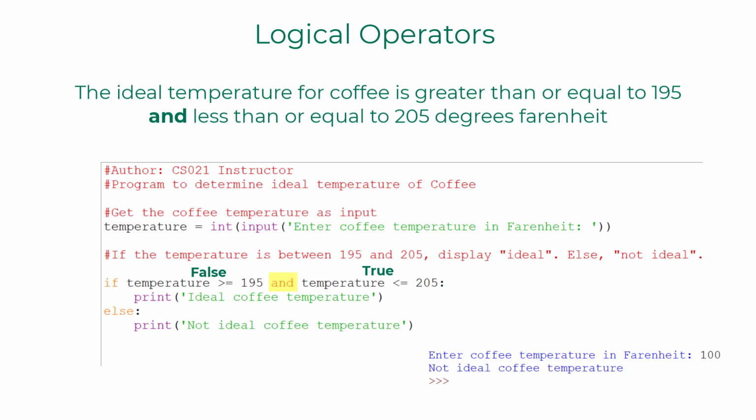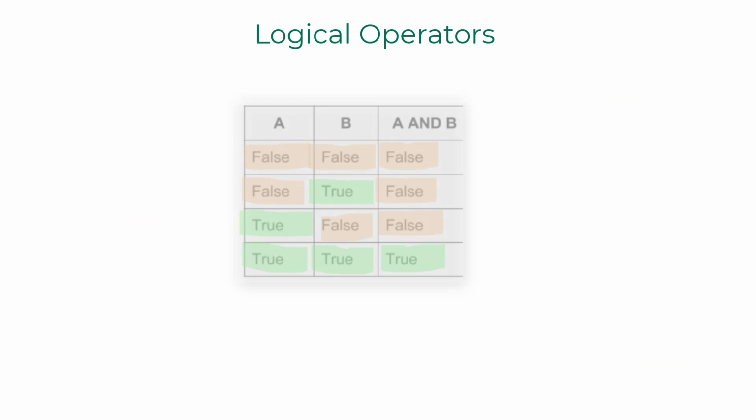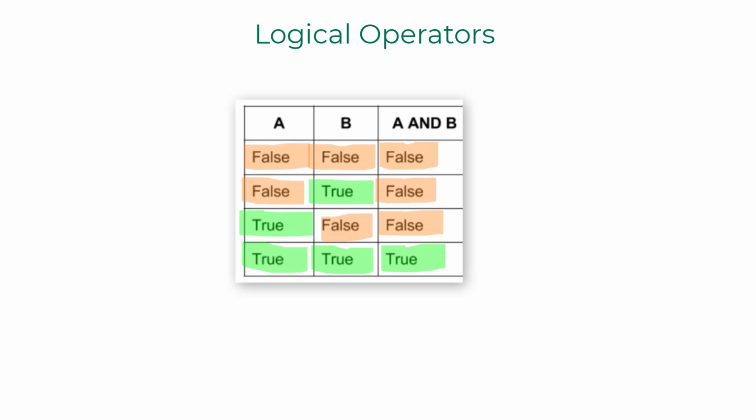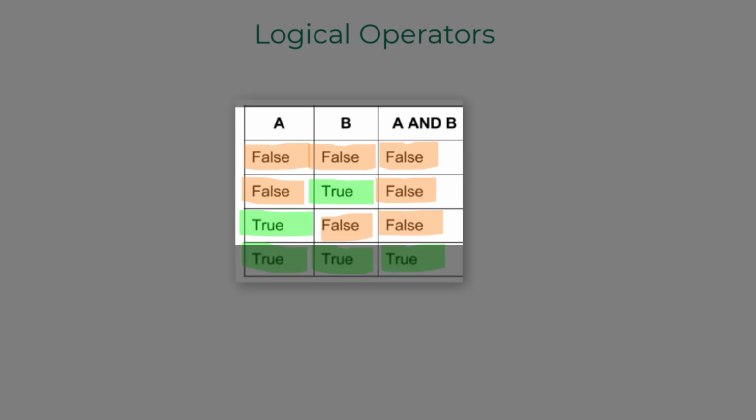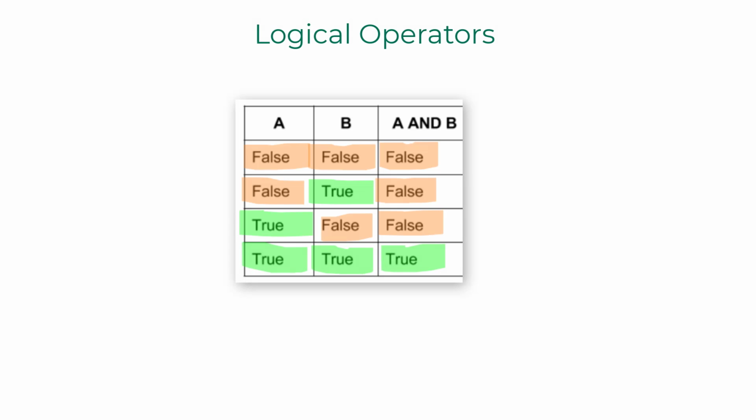To understand the AND operator better, we'll look at its truth table. If you treat A and B as Boolean expressions, if both of them are true, only then A and B will be true. For all the other cases where one of them is true and the other one is false, or when both of them are false, A and B will be false. AND is a pretty strict logical operator.